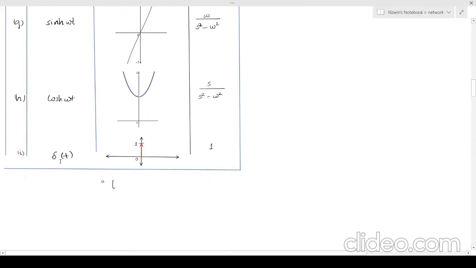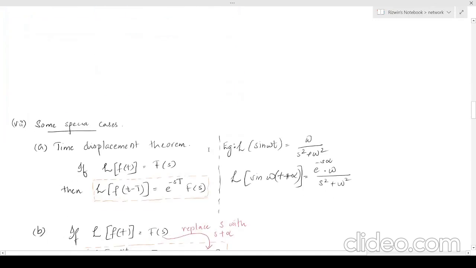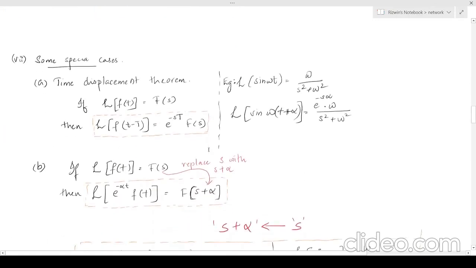Delta of t is called the unit impulse function, which is defined as: when t equal to 0, the function has a magnitude of 1. It's just a single impulse, as shown in the graph, and taking the Laplace transform of delta t is just 1. So if it is 5 delta t, the graph will have a magnitude of 5, and taking the Laplace transform of 5 delta t gives a magnitude of 5. So that's all about the quick conversion of each function.